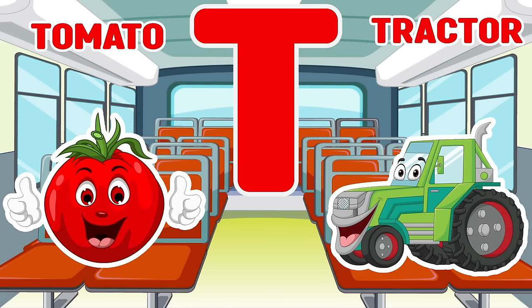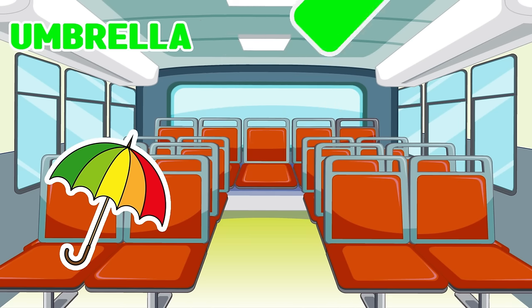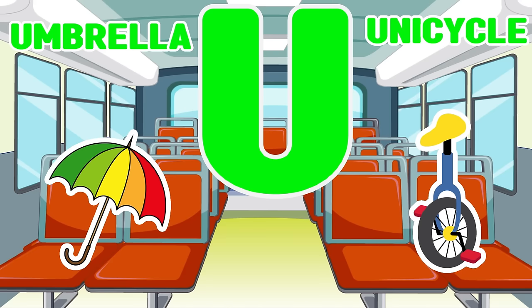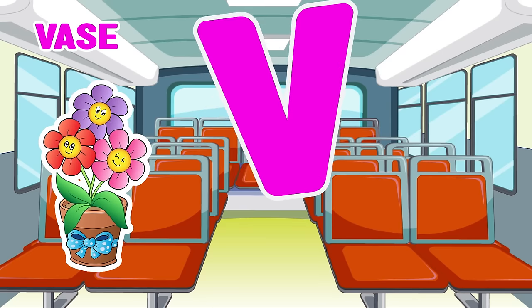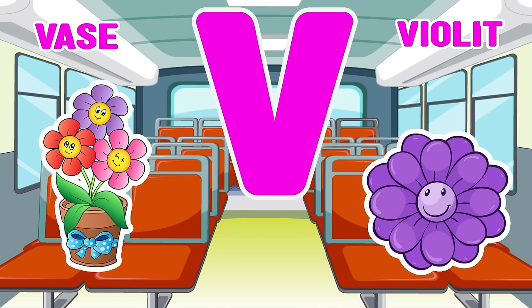T is for tractor. U is for umbrella, umbrella. U is for unicycle, unicycle. U is for umbrella. U is for unicycle. V is for vase, vase. V is for violet, violet. V is for vase. V is for violet.